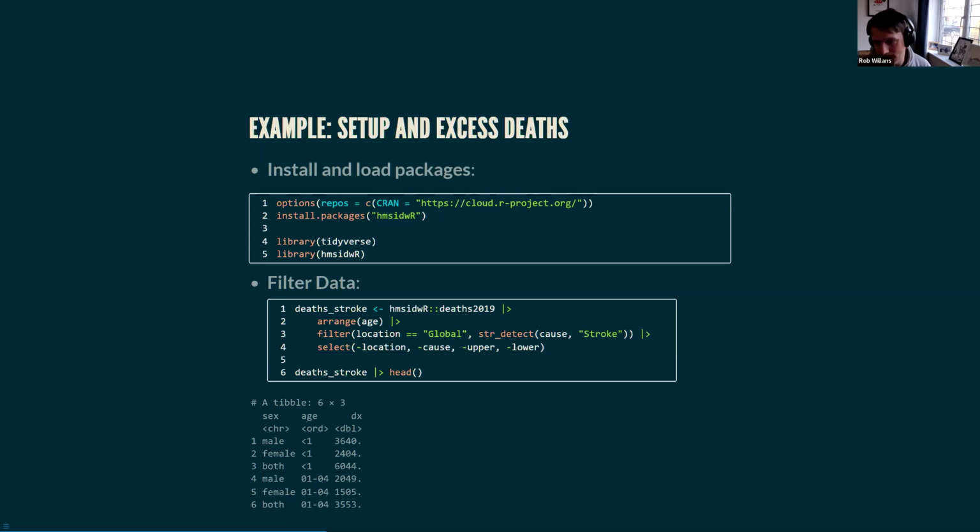We're going to use some dplyr functions from the tidyverse in the second chunk to filter the deaths 2019 dataset down to strokes and pick out columns from there. If you are following along and you run this code, what you will get is a tibble, or table object, at the end, named deaths_stroke, which contains the excess deaths due to stroke split by sex and age. There's dx and b excess deaths there.